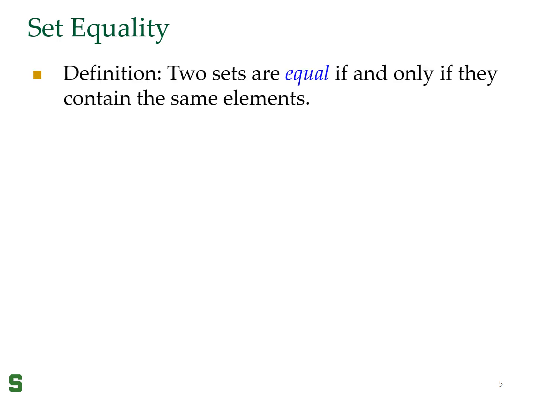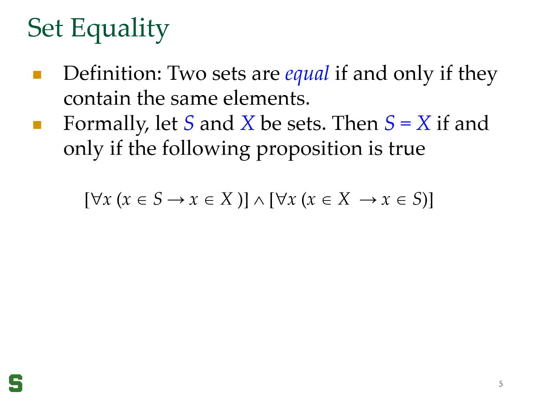We say that sets are equal if and only if they contain exactly the same elements. That means if I have two sets, S and X, then everything that is in S is in X and everything that is in X is in S. Now we just studied propositional logic, so we can write it as: for all x, if x is in S, this implies that x is in set X. Likewise, if it is in set X, then it is in set S.